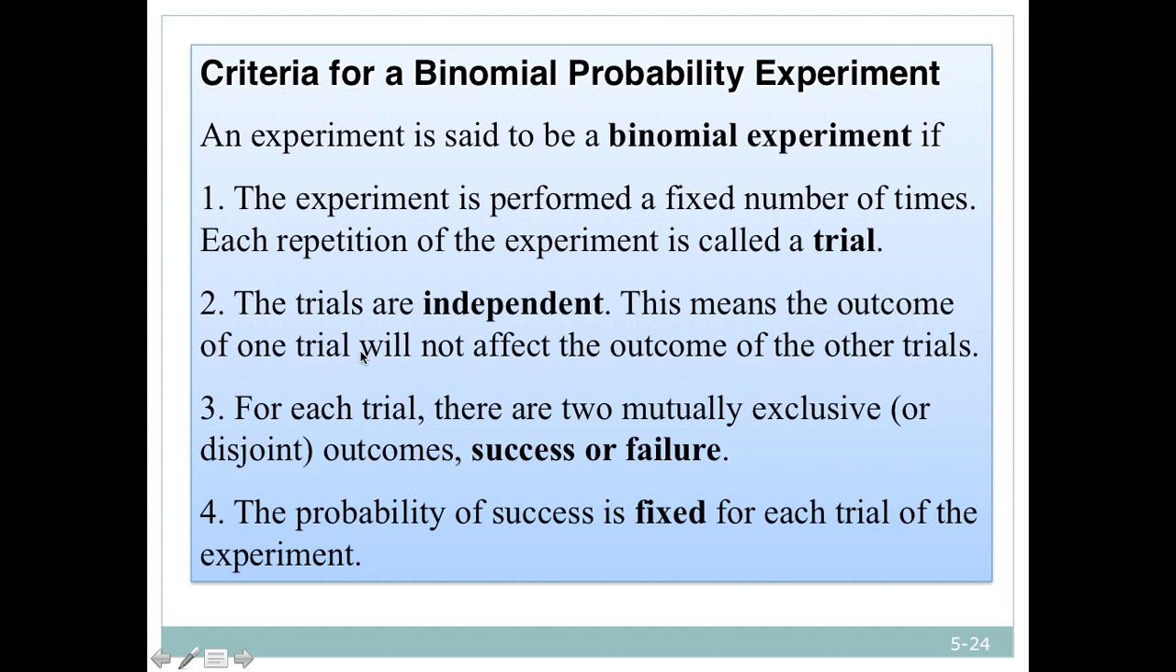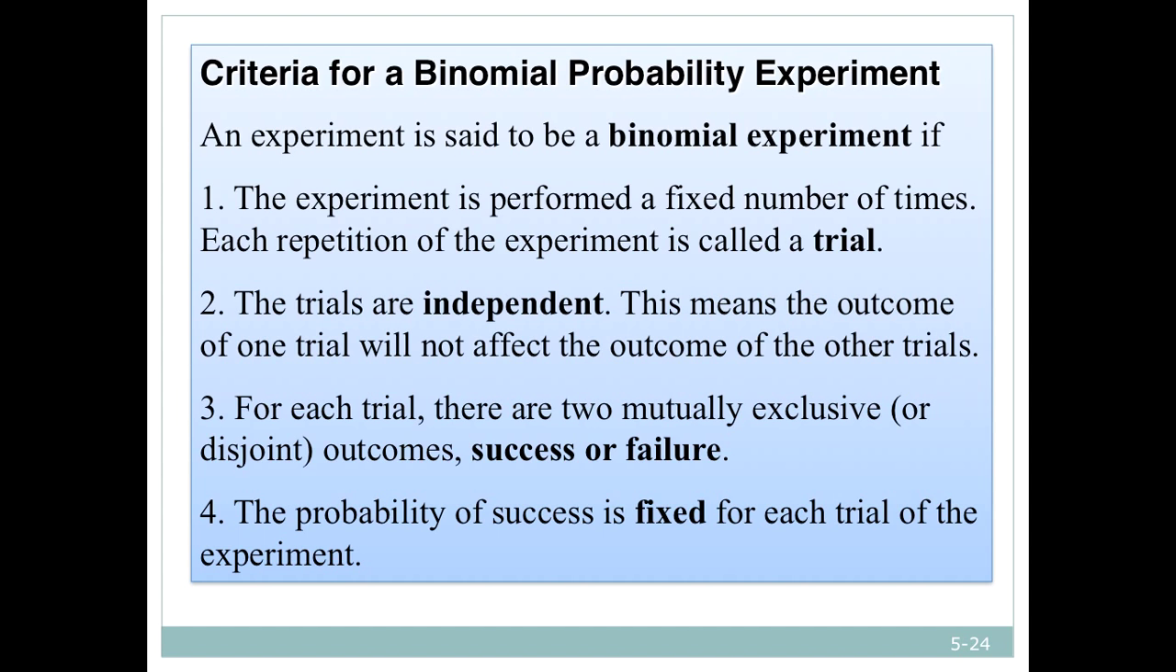We call each repetition a trial, but the key here is that it has to be a fixed number of times. Those trials have to be independent, meaning that the outcome of one trial has absolutely no effect on the outcome of the other trials. And then for each trial, there has to be two mutually exclusive, or disjoint, as we called them in chapter 5, outcomes. There's either a success or there's a failure. And then the probability of success has to be fixed, so it has to be the same for each trial of the experiment.